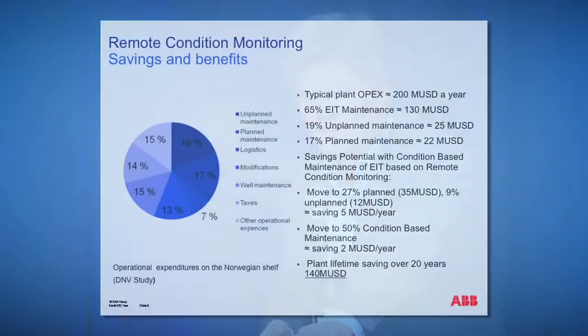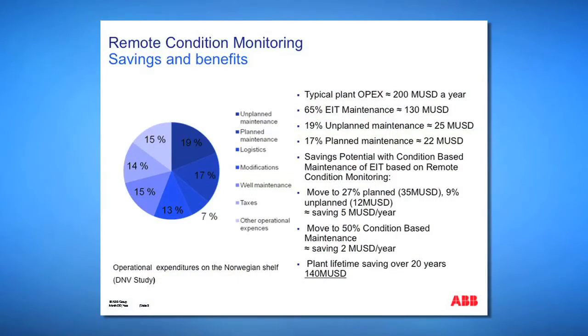So if you have a 20-year life cycle of a plant, you get $140 million in savings. And I'd say for most of us sitting around this room, we would know that $140 million would be a real nice automation system, right? So this is really what it's about.